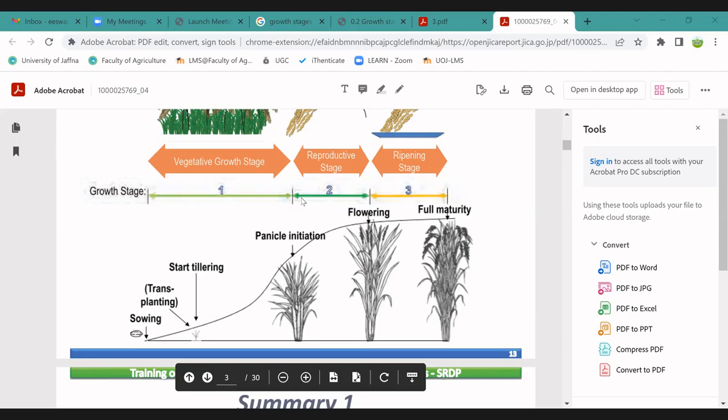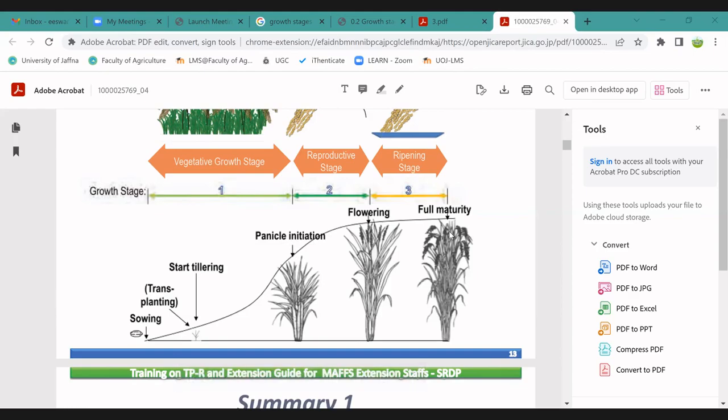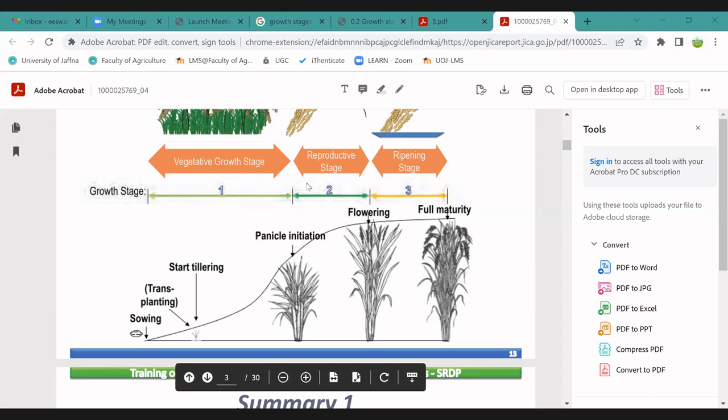Then I asked the question: from PI, panicle initiation, to full maturity, approximately how many months do you think it will take? 2 months. Yeah, that's the correct answer. So the reproductive stage and ripening stage together approximately take 2 months for most of the varieties we grow in the dry zone.